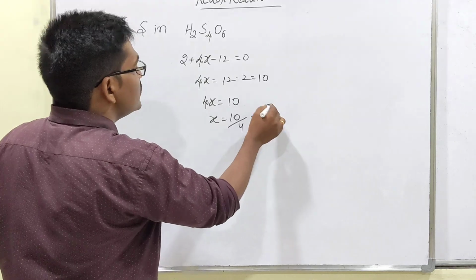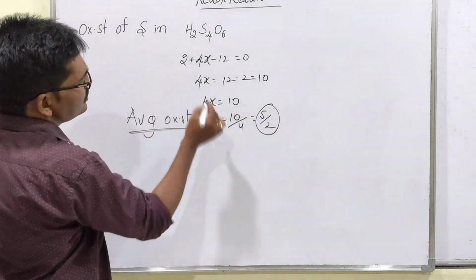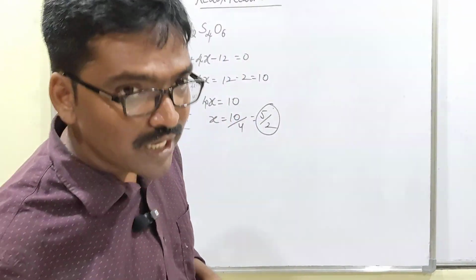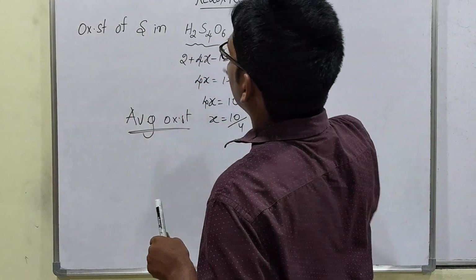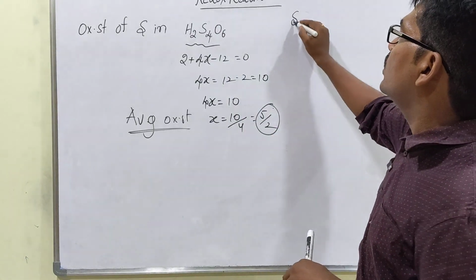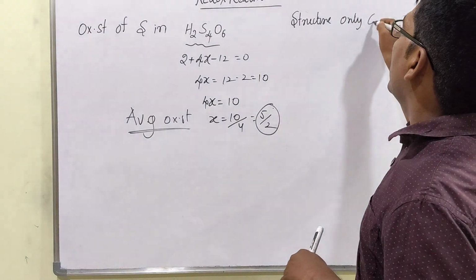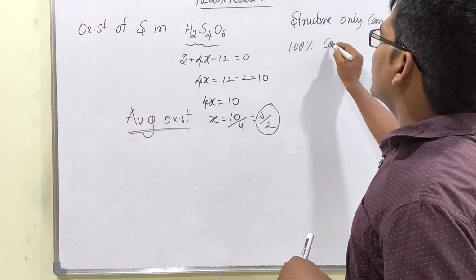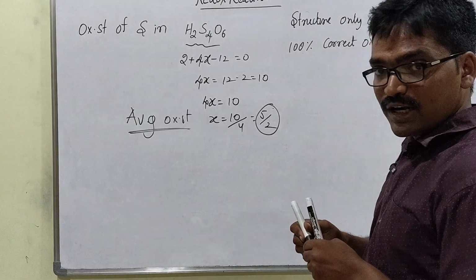Sir, 5 by 2 is the average oxidation state, but not the exact oxidation state of sulfur, right? So if you want to find out the sulfur oxidation state, you must know the structure of this compound. Structure only can give 100% correct oxidation state. That's what I told, my dear students.